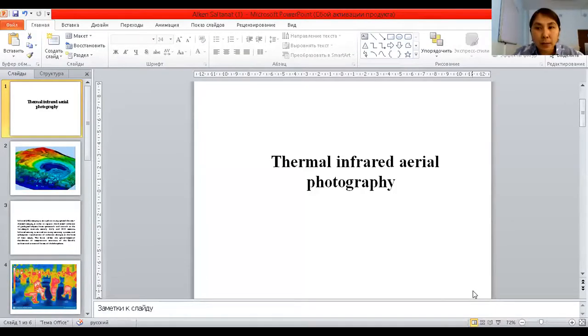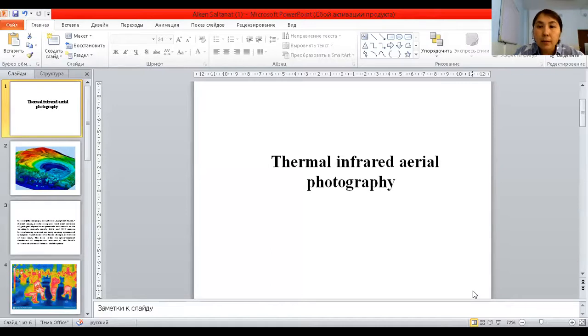Today we will start to discuss the first topic. Let me introduce our topic for today's meeting. As you can see, today's topic is thermal infrared aerial photography. And what is thermal infrared aerial photography?